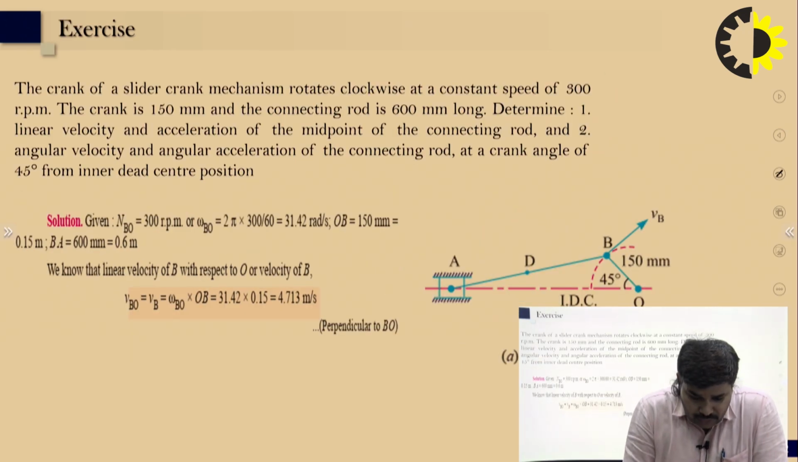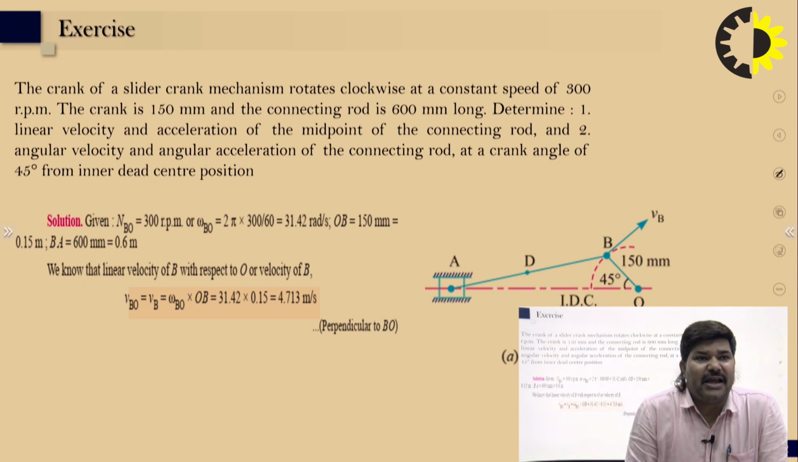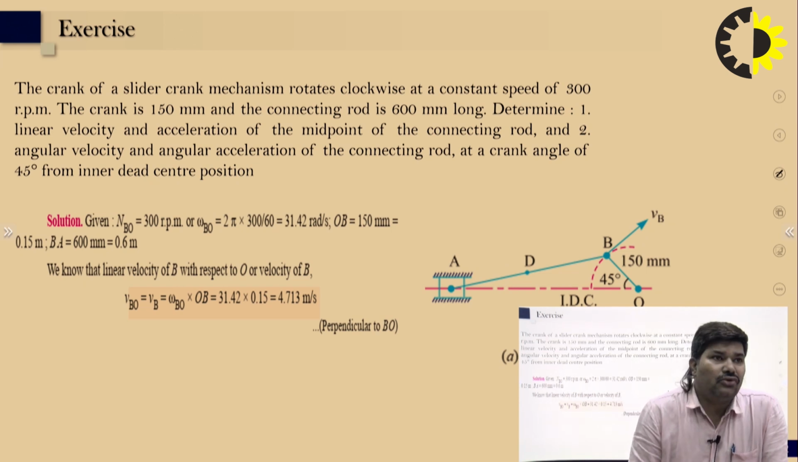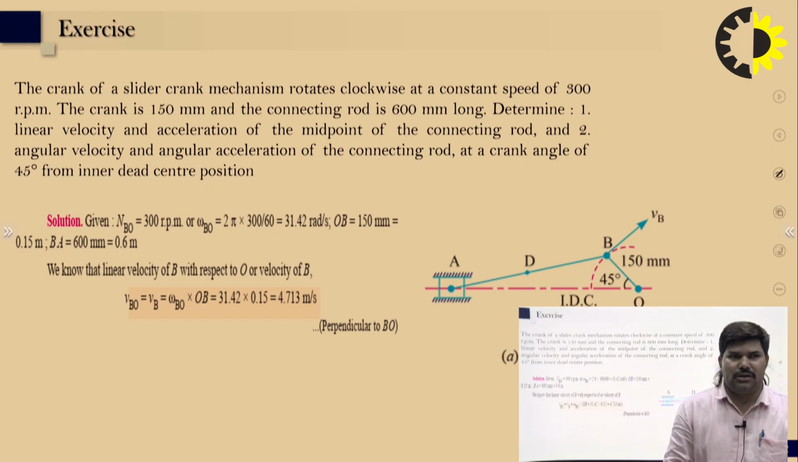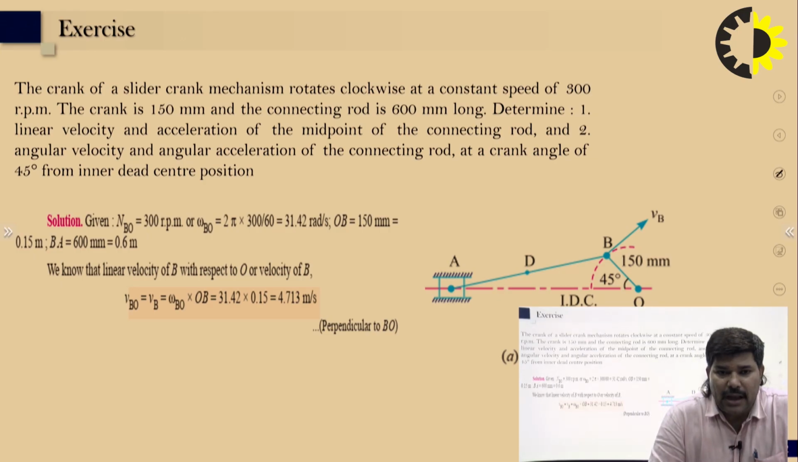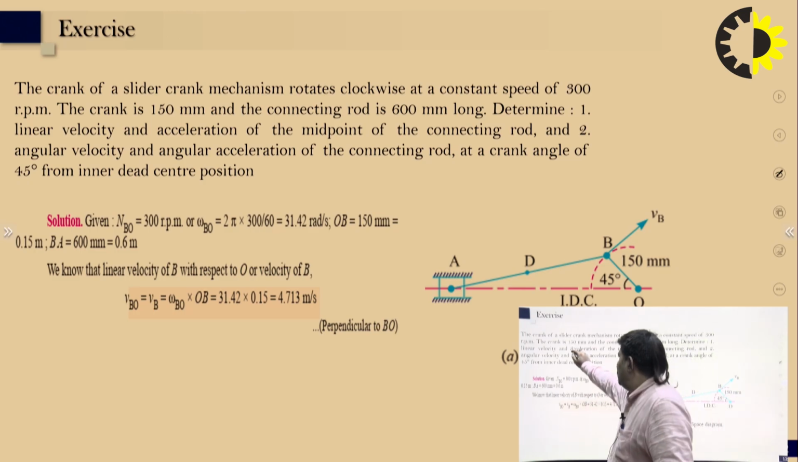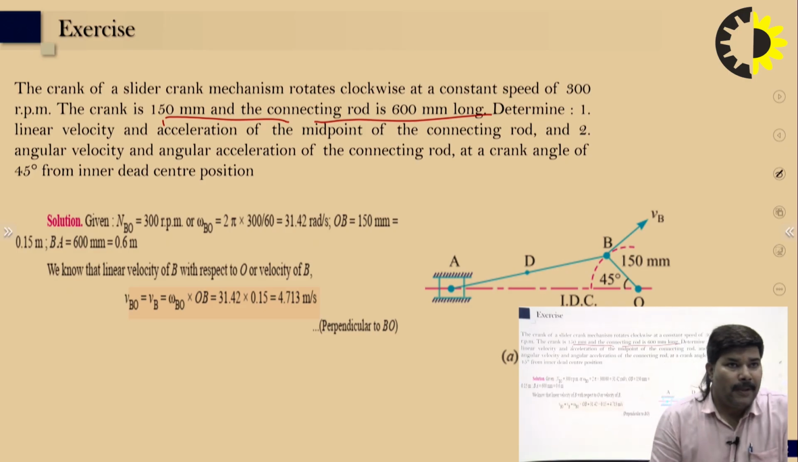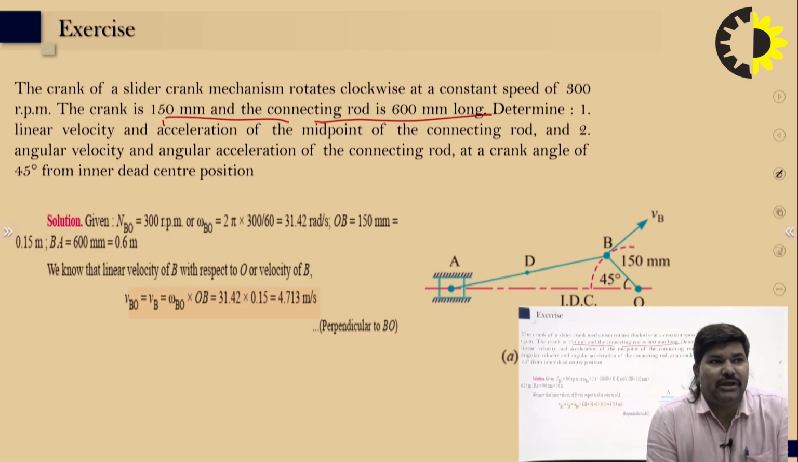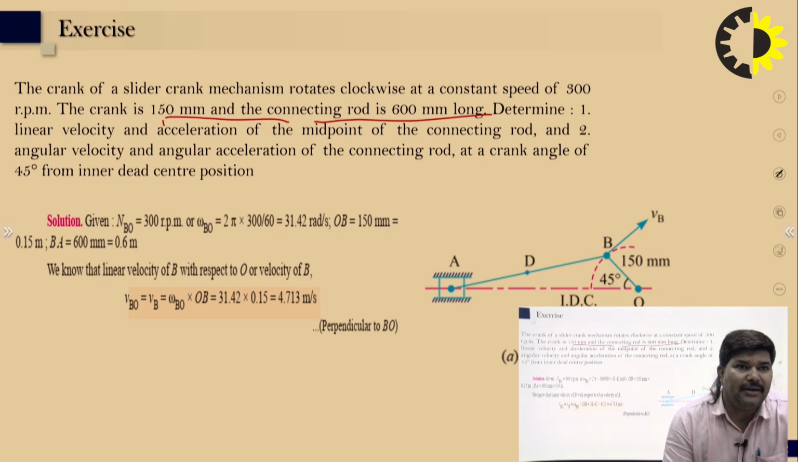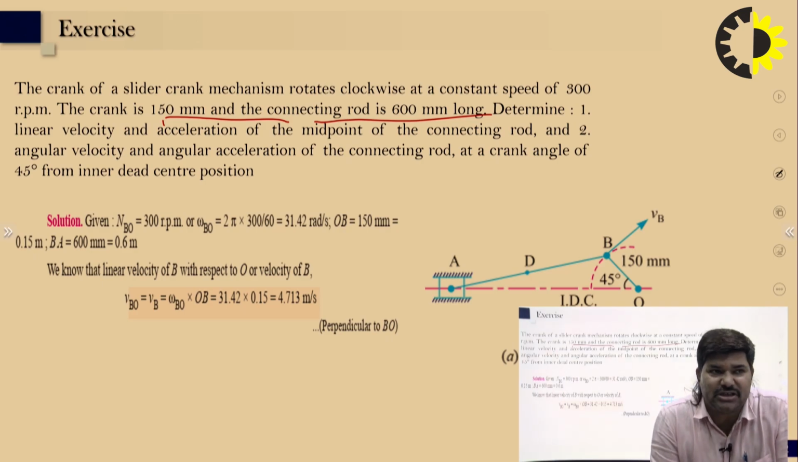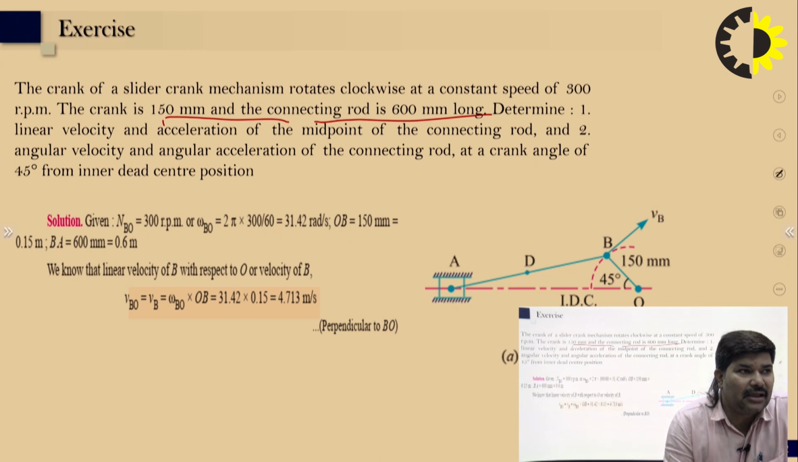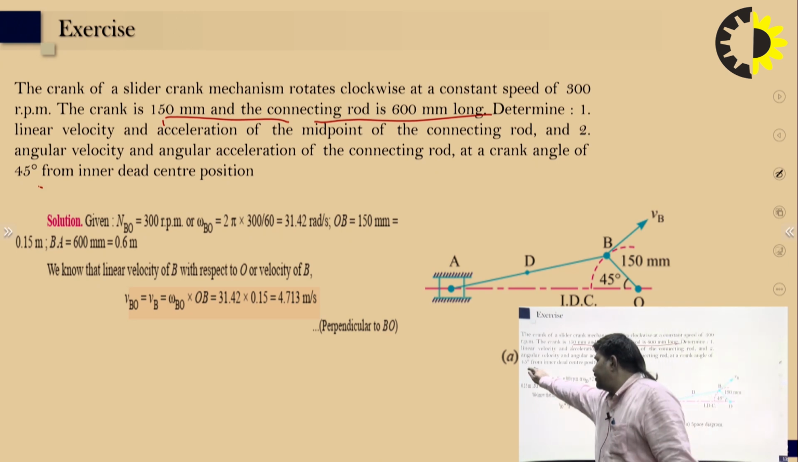Now I'll discuss one exercise here, so you can clearly understand how to draw. The crank and slider mechanism rotates in the clockwise direction at a constant speed of 300 rpm. The crank is 150 mm and the connecting rod length is given as 600 mm. Determine the linear velocity and acceleration at the midpoint of the connecting rod, and second, the angular velocity and angular acceleration of the connecting rod at the crank angle of 45 degrees from the IDC.